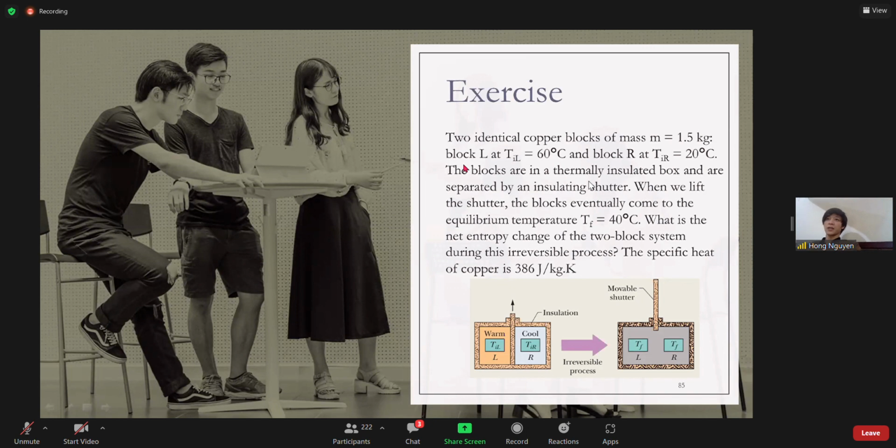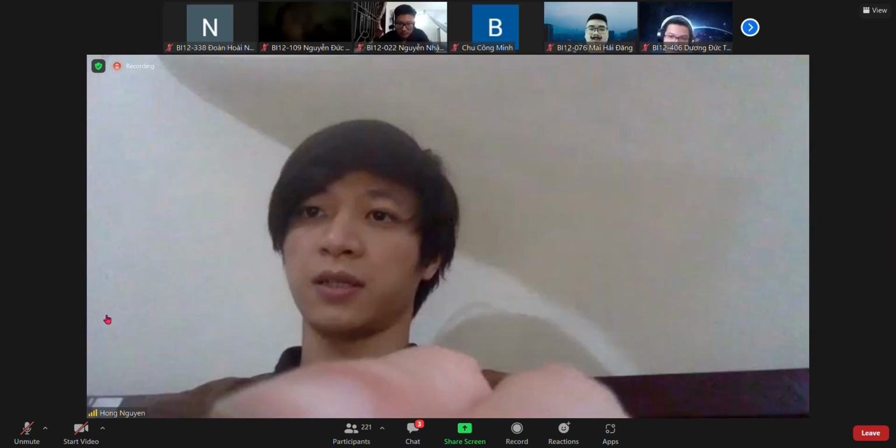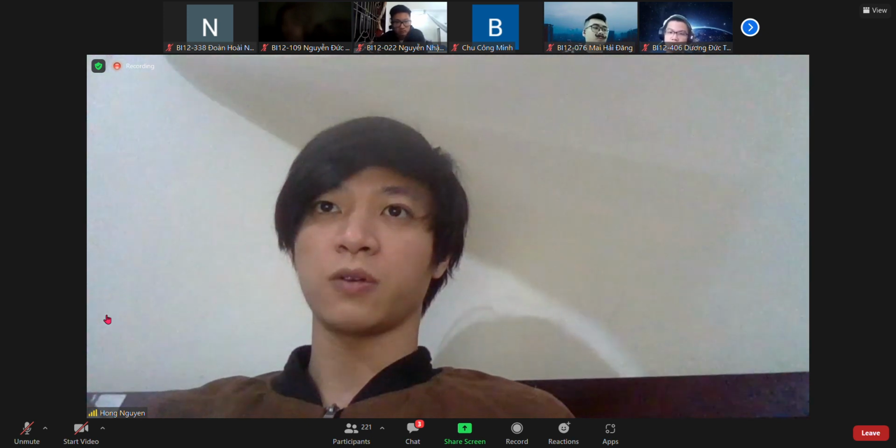Okay. Now, here is the solution for this exercise. So we know that this is an irreversible process, right? But we can find a way to solve it.